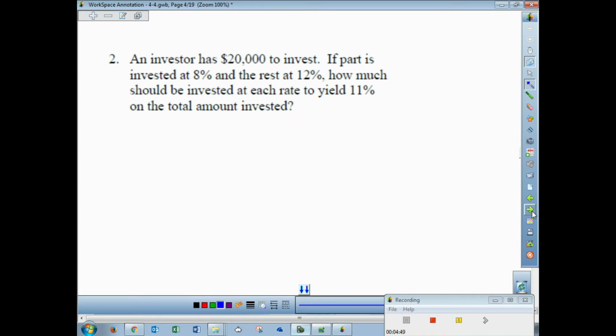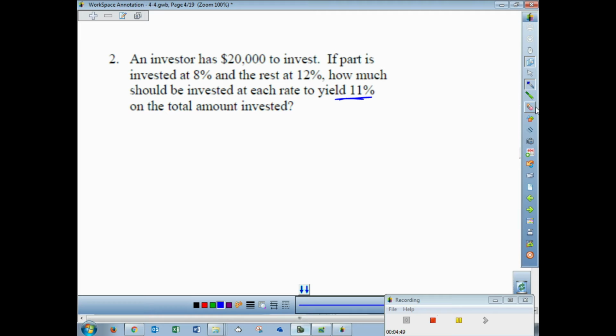Let's try another one. An investor has $20,000 to invest. If part of it is invested at 8% and the rest is at 12%, how much should be invested at each rate to yield an 11% on the total amount invested? So they're going to do some mixing, basically. We've got some mixture problems here. They're going to do part of it at 8 and part of it at 12. They want the final total interest to give me an 11% yield payback on that.